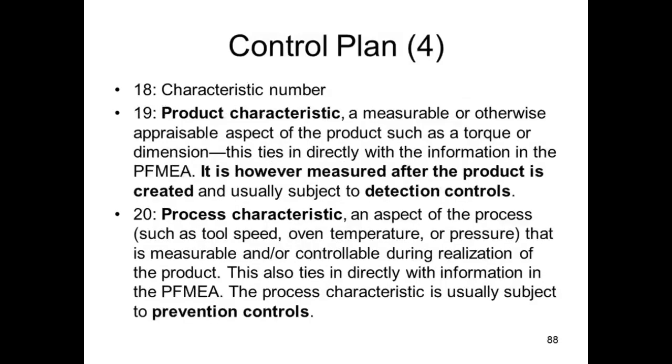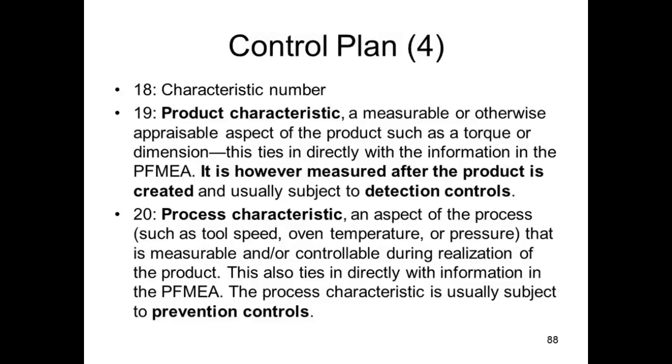18, characteristic number. Now, a lot of that is sort of routine now, where I've highlighted the key takeaways. The product characteristic, remember that this relates to detection controls. It's a measurable aspect of the product, such as torque or dimension, that ties in directly with the information of the PFMEA, but it's usually measurable or appraisable only after the fact, which means it's subject to detection controls, which means if it's not right, we'll detect it, but we already have a piece that is rework or scrap.